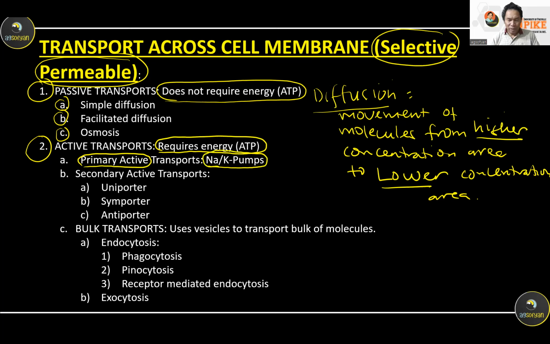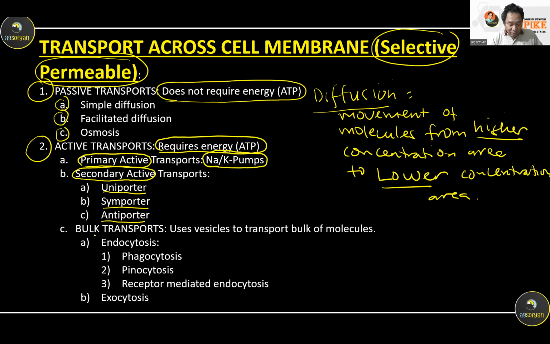Remember, if we have the pump, it means that we have energy to pump something, whether in or out from the cell. The second one is called the secondary active transport. For this secondary active transport, there are several types, whether uniporter, symporter, or antiporter. Again, we will discuss this later.